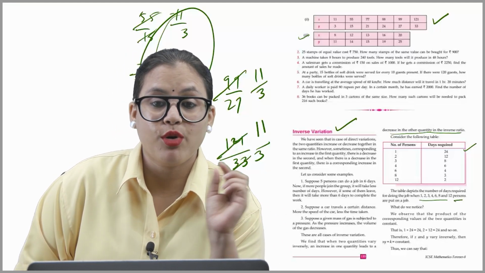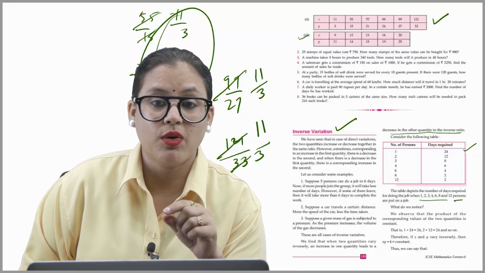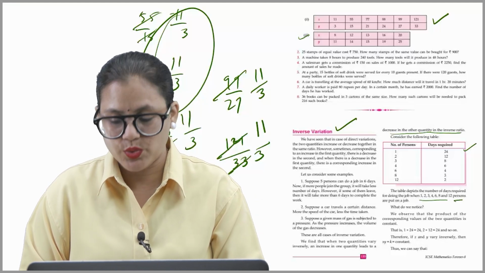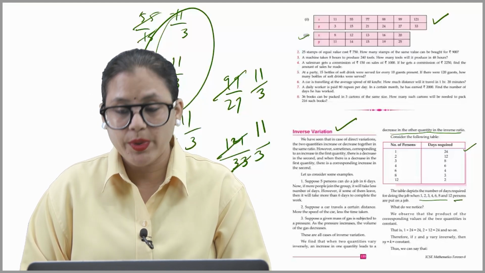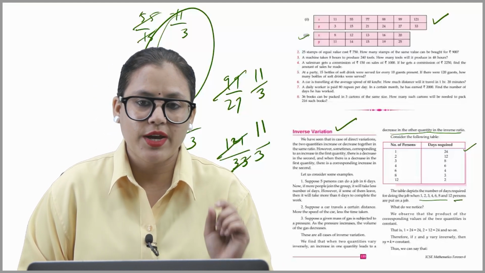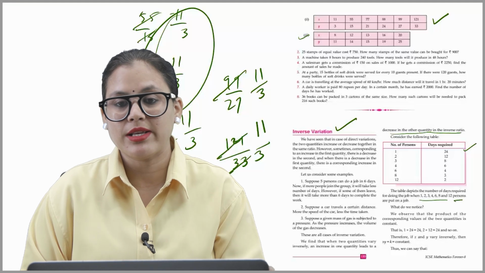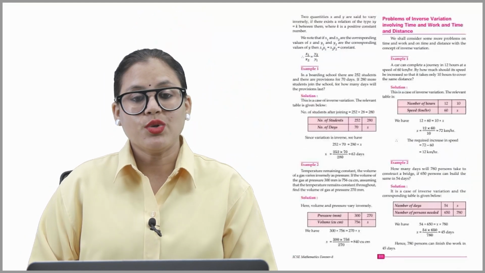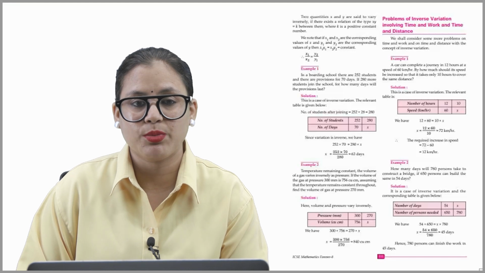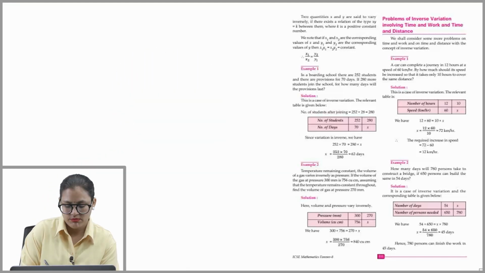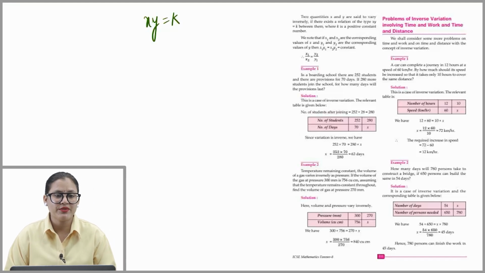We observe that the product of the corresponding values of the two quantities is constant. That is, 1 into 24 is 24, 2 into 12 is 24, 3 into 8 is 24, 4 into 6 is 24 and so on. Therefore, if x and y vary inversely, then xy is equal to k, a constant. Thus, two quantities x and y are said to vary inversely if there exists a relation of the type xy = k between them, where k is a positive constant number.